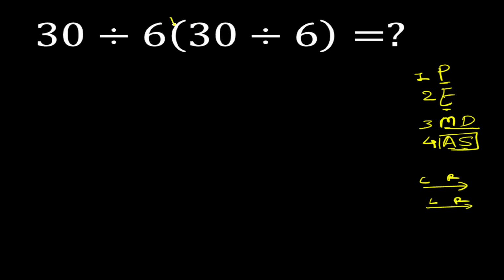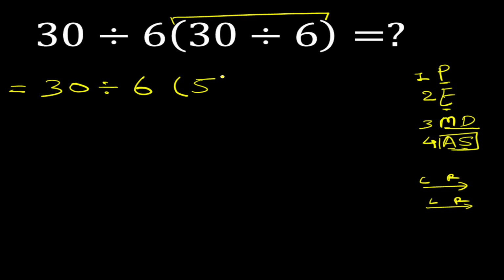So in this problem, first we have to solve this parenthesis, right? So now 30 divided by 6. Now solve this parenthesis, 30 divided by 6 is equal to 5. So 5. Now here we have one division and here we have one multiplication, right? So according to PEMDAS, multiplication and division both have equal priority. So we have to solve it from left to right.